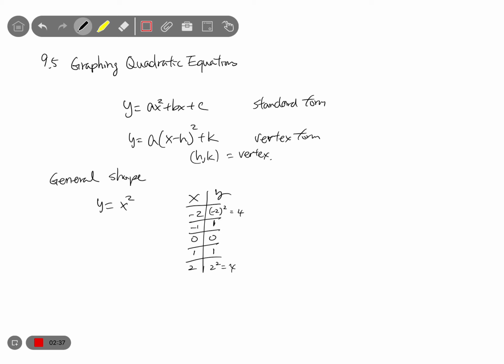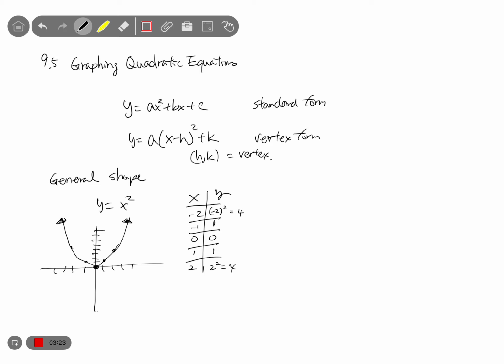So when you graph those points, and excuse my freehand because I don't have a grid. When you plug in 0, you get (0, 0); when you plug in 1, (1, 1); 2, (2, 4); and -1, (-1, 1); and then -2, (-2, 4). You end up getting a shape that looks like this. Okay, not exactly the V shape, and not exactly the U shape either. So kind of like in between the U and the V shape.